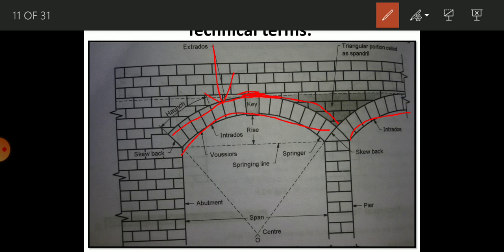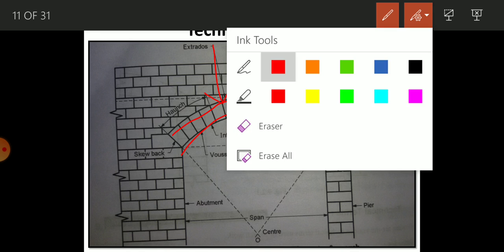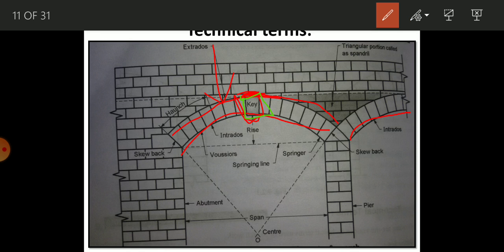The next portion is the key. You can see here this is called the key. So what is the key? A wedge shaped block which is fixed at the crown of the arch is called a key. You can see this is the wedge shaped block.